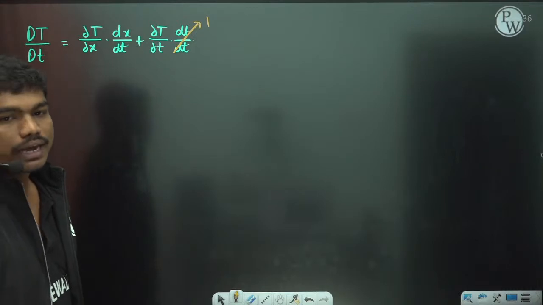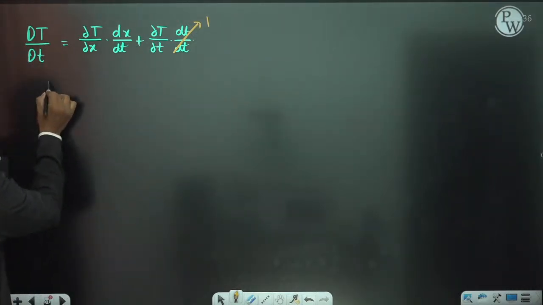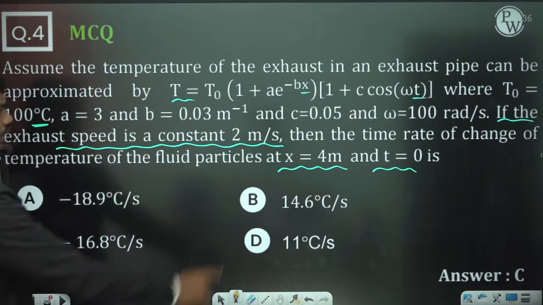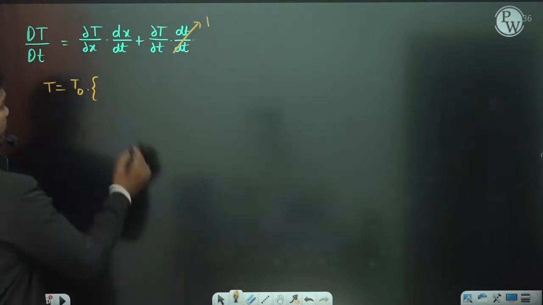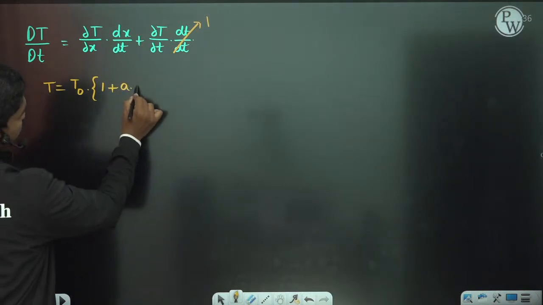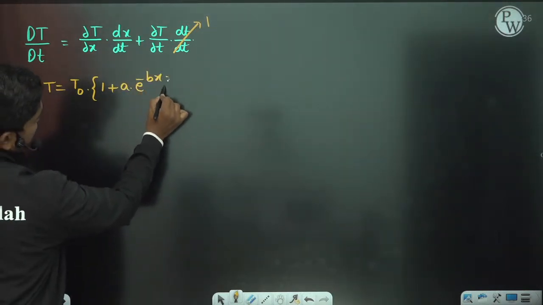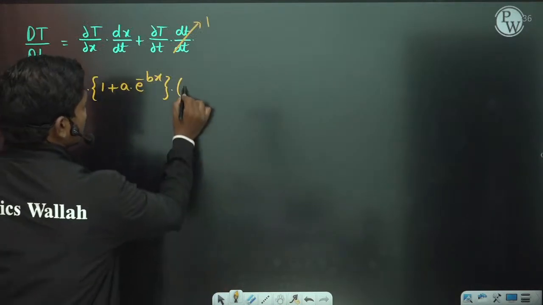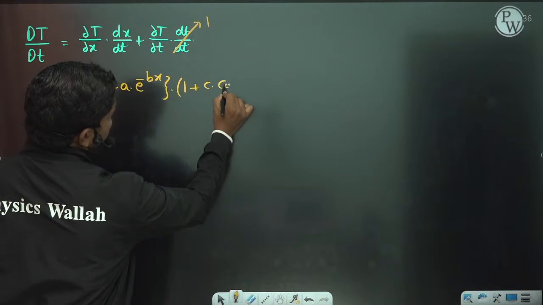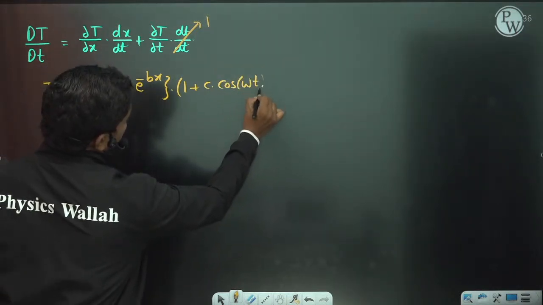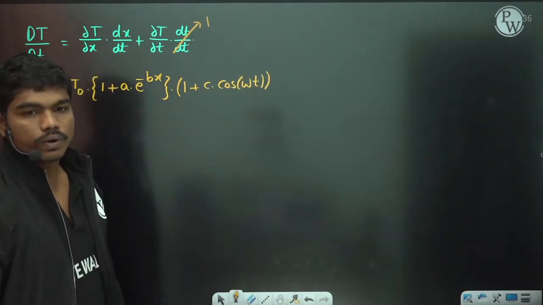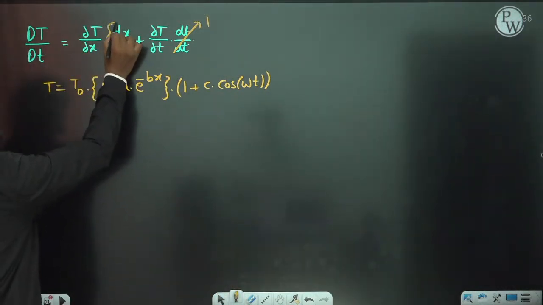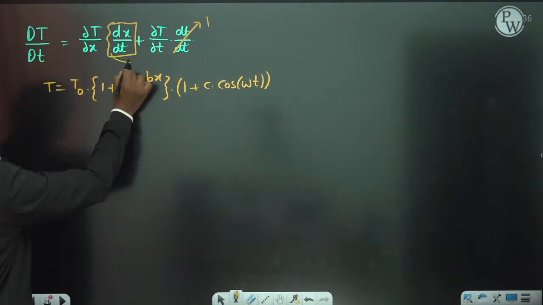If this value is 1, now let us calculate the expression. T is given by the expression T naught into (1 + A e^(-bx)) multiplied with (1 + c cos omega t). So this is what you have here. Let us calculate these values. Again, this dx by dt is nothing but the velocity in the x direction, u.